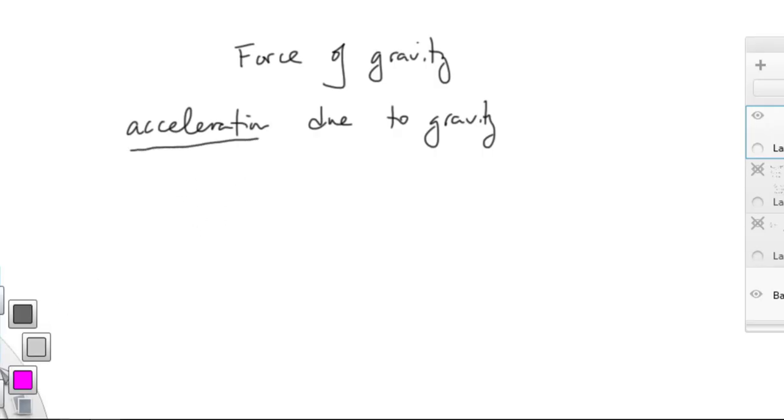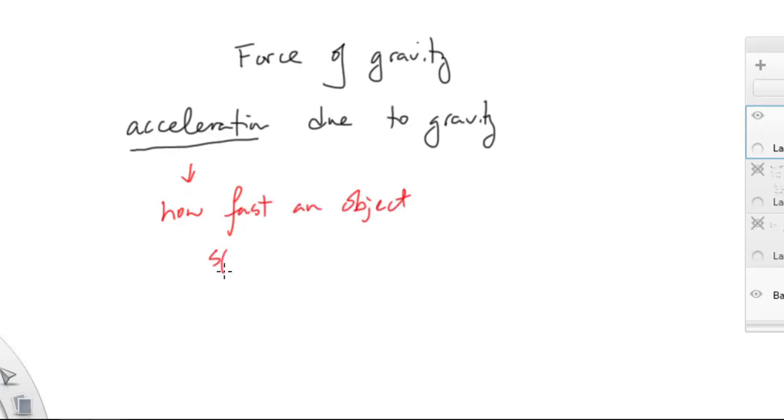acceleration. In other words, we were looking at how fast an object speeds up. Okay, that's what we're looking at, the acceleration because of gravity. Okay, how fast that object speeds up. We weren't actually looking at gravity.